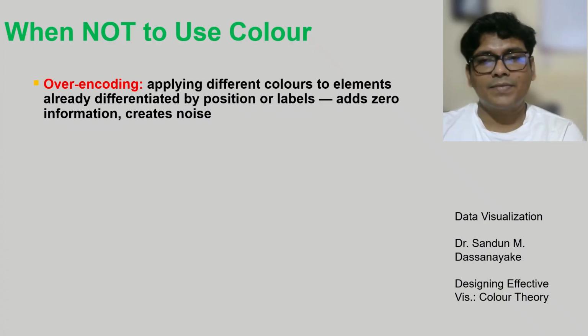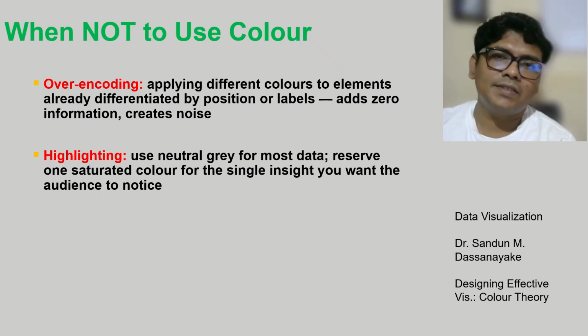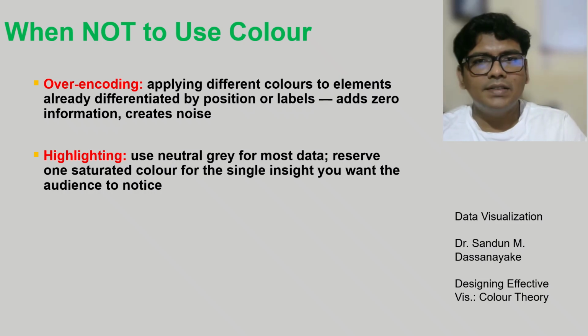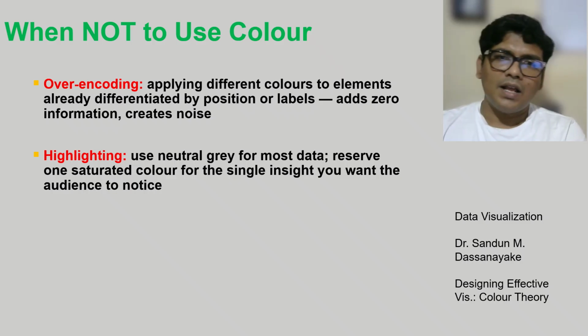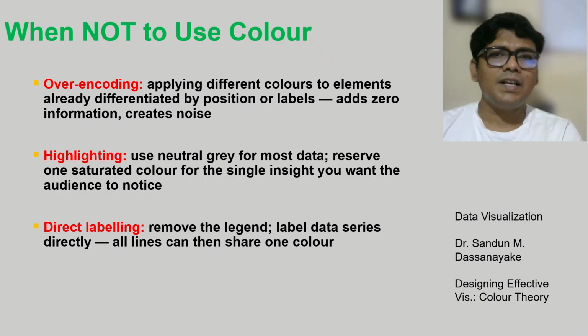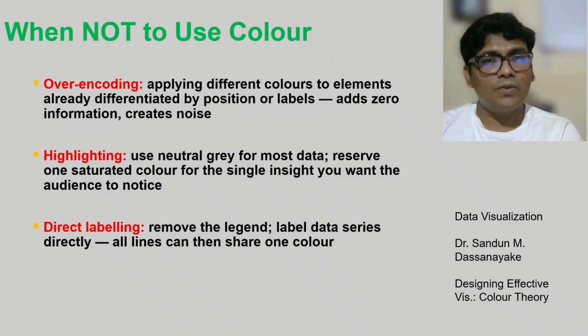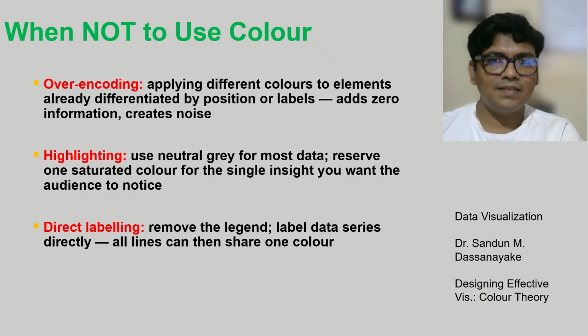The next one is the highlighting method. It is more focused. Use gray for everything except the one data point you want your audience to notice. Another widely used case is direct labeling. Direct labeling works especially well for line charts. If you label each line at its end, all lines can use the same neutral color without causing confusion. If you remember our previous lectures, we had the line charts labeled to avoid those extraneous loads.